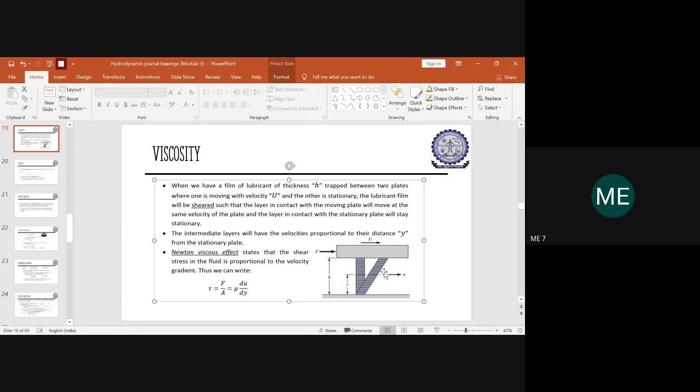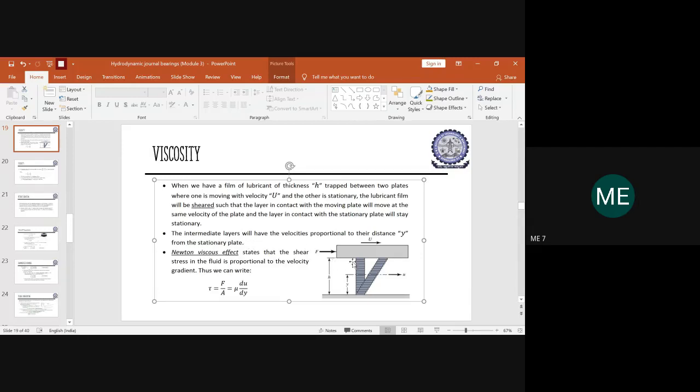But what about the layers of the film held in between these two plates? The condition of the flow depends upon the distance from the fixed plate, right? All these layers in between are called intermediate layers. These intermediate layers will move with some velocity that is exactly proportional to the distance from the stationary plate. So if you consider this layer as an intermediate layer, it will move with a velocity proportional to its distance from the fixed plate. With this concept, now you have to consider Newton's viscous effect.